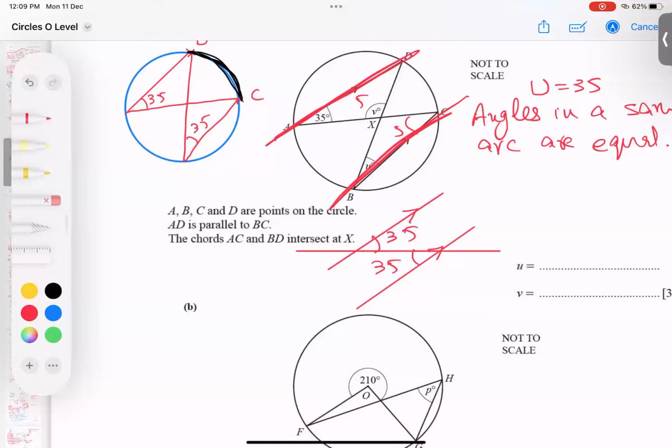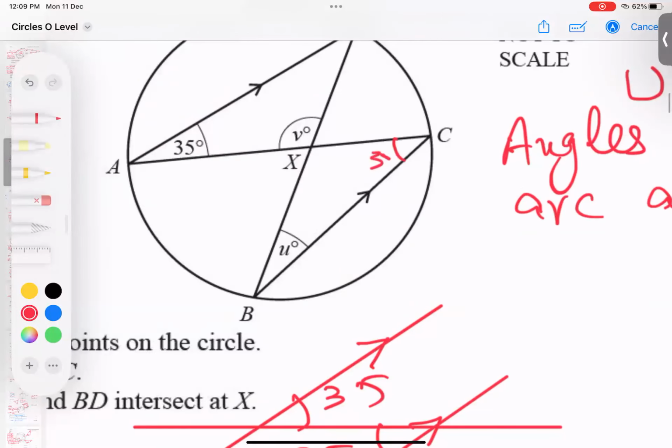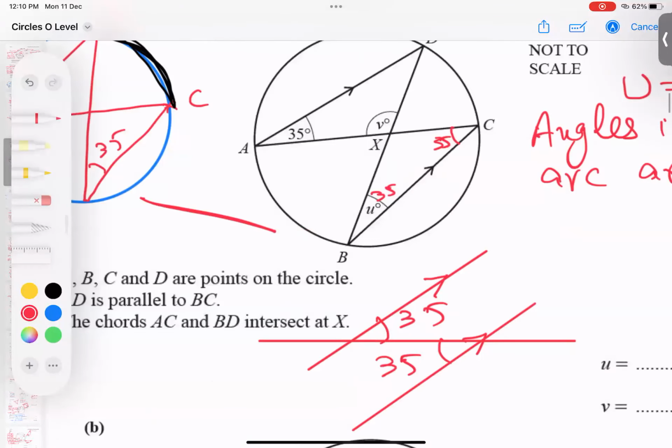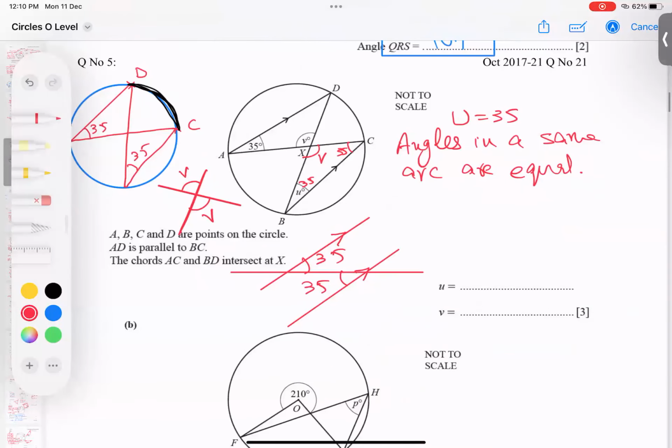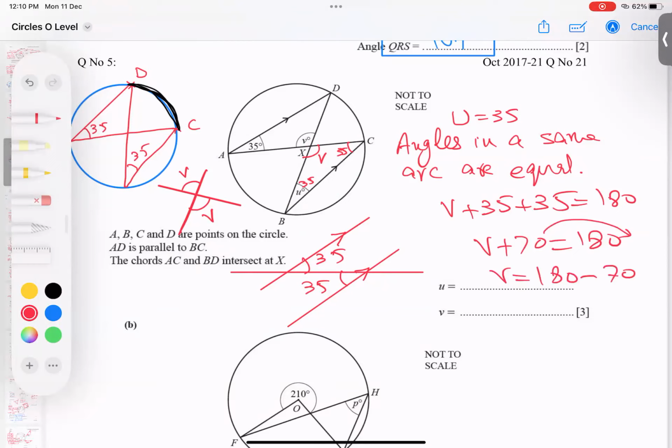If this is 35, this is 35 automatically. So I am erasing this diagram. I can say immediately that this angle is 35 and this is already 35. And what about this? Whenever two lines cross like this, if this is v, what is this? Also v. So this is v and this is v as well. Now I can say that the sum of all angles is 180 degrees. So 35 plus 35 plus 2v is 180, so 2v becomes 70, and 70 subtracted from 180 gives me 110.